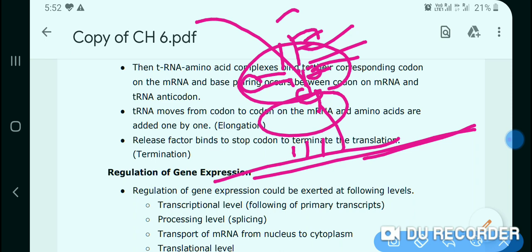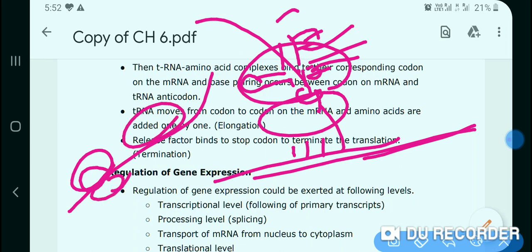Sometimes many ribosomes are attached during protein synthesis, and this is known as polysomes. Each ribosome of a polysome forms the same type of polypeptide chain, that means the same type of protein. That is, this is known as amplification.